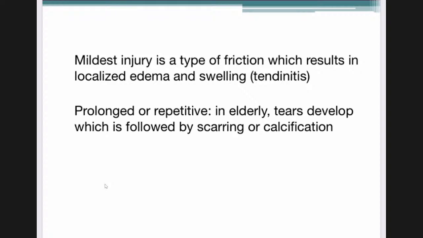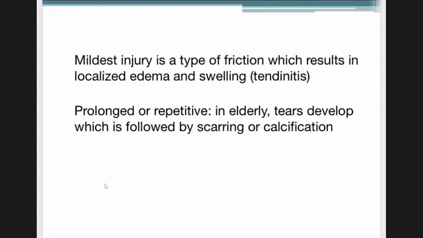Now, when this happens for a long time and it is a prolonged problem, or if it is a repeated problem, as the patient ages, the tears develop. So on that tendinitis, when there's repeated to and fro movement and a lot of rubbing on the tendon, then tears will develop on the tendon. And these tendon tears, sometimes they may heal, but then they heal by scarring, or there's formation of calcium there. So there's calcification or scarring.